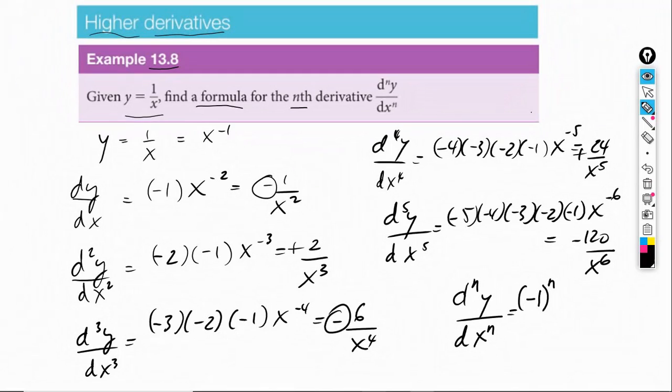So notice that we get a succession of numbers that are multiplying in descending order, and that's just a factorial. So that's n factorial. So this would give us the numerator, and the denominator would simply be x to the power of n plus 1. So this would be a formula for the nth derivative of 1 over x.